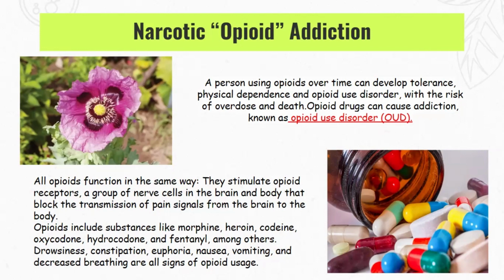All opioids function in the same way, whereby they stimulate opioid receptors, which are a group of nerve cells found in the brain and the body that block the transmission of pain signals from the brain to the body, which gives a euphoric feeling, hence why you don't really feel pain when you're on these drugs. Opioids include substances like morphine, heroin, codeine, oxycodone, hydrocodone, and fentanyl, among others. Your patient can present with these signs and symptoms: drowsiness, constipation, euphoria, nausea, vomiting, and decreased breathing.